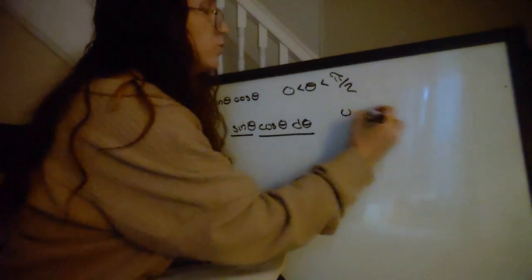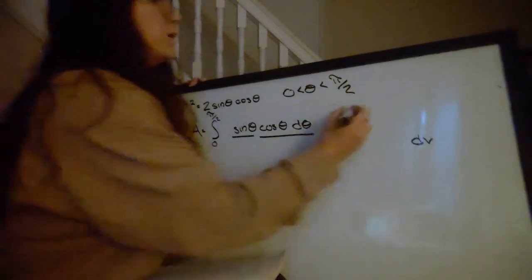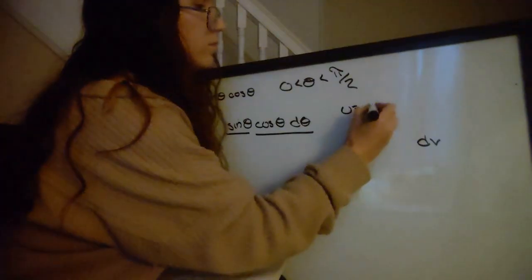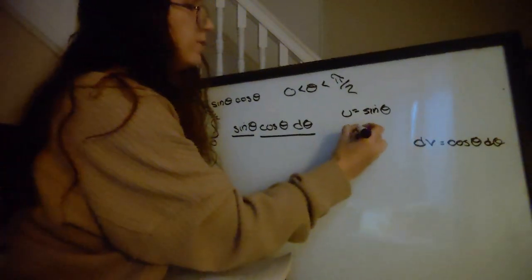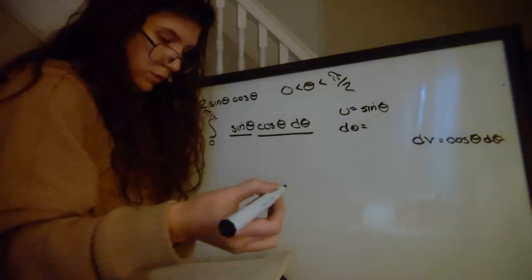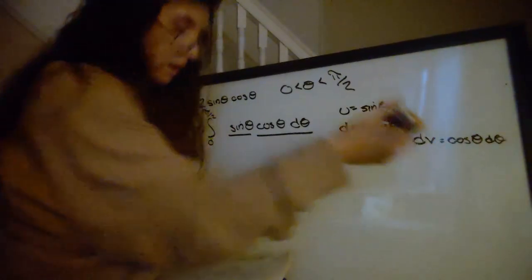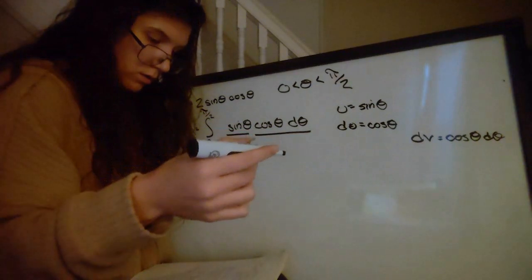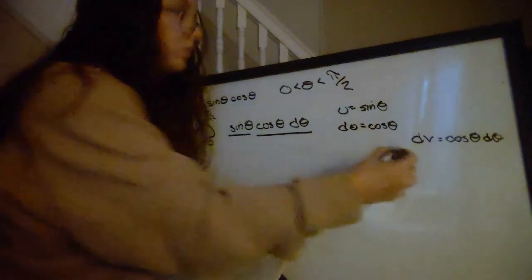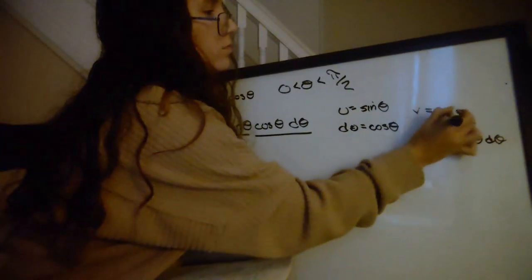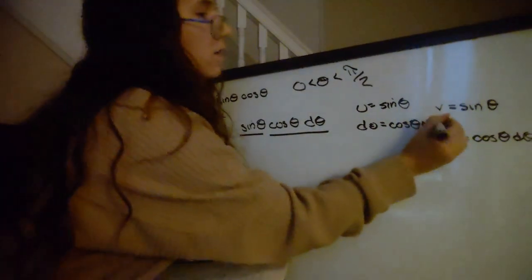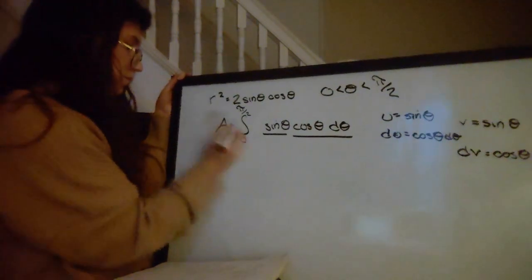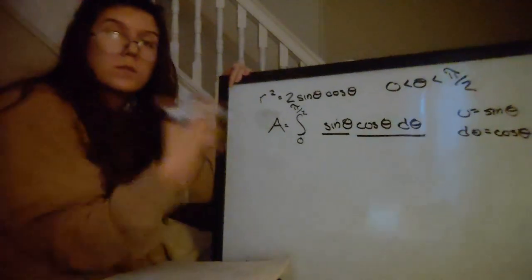So I said u dv, so this is my u, and my dv is cosine theta d theta. So my derivative of u is going to just be cosine, and then my integral is going to be sine. Love that. So all I need is, I'm going to write this in a specific way.